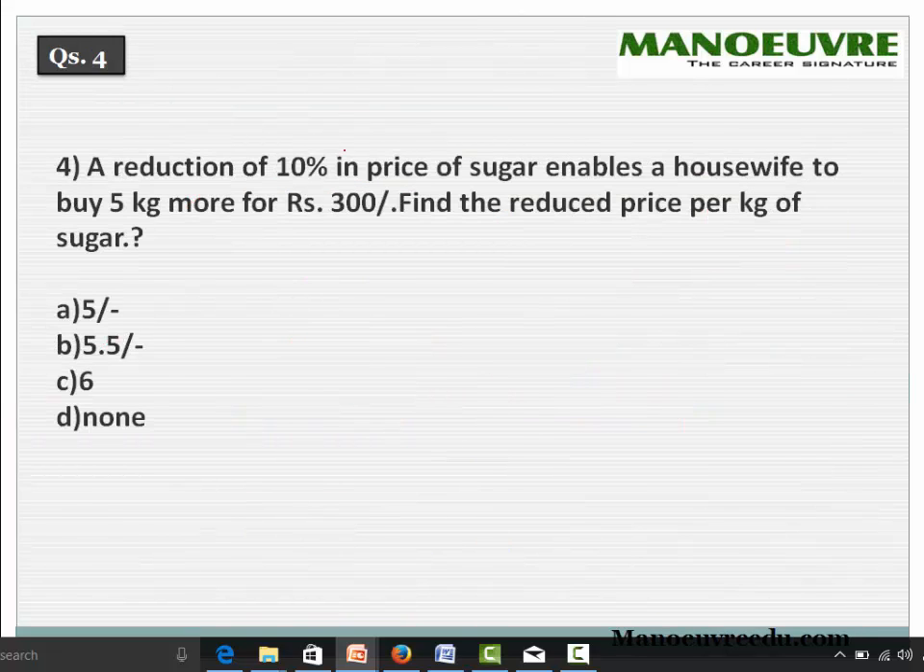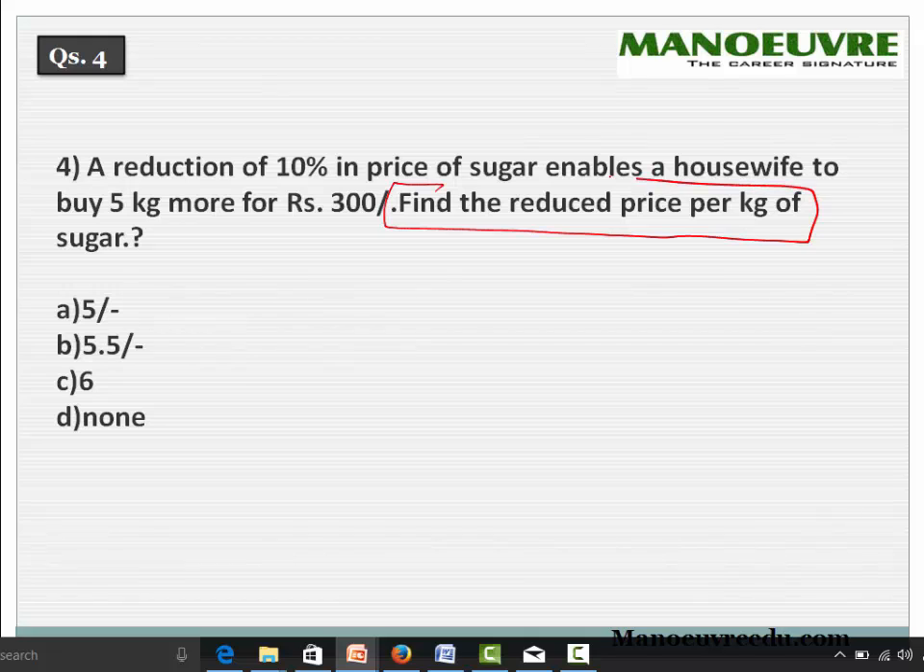A reduction of 10% in the price of sugar enables a housewife to buy 5 kg more for rupees 300. Find the reduced price per kg of sugar. Okay, so they are asking for the reduced price. So a reduction of 10% in the price of sugar enables a housewife to buy 5 kg more for 300.